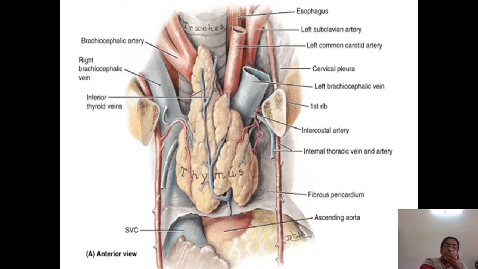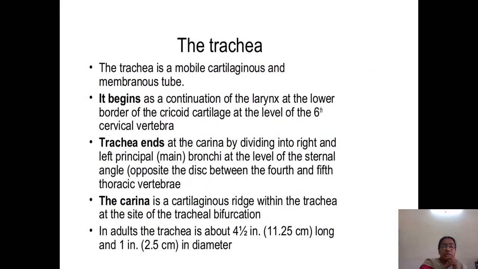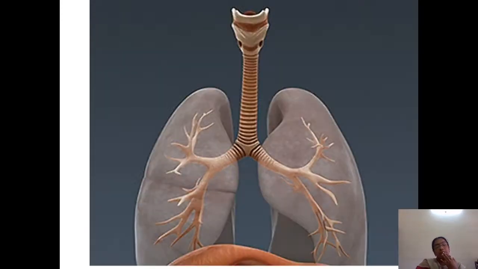Yes, ma'am. So, let's have a repetition of the trachea, which is a windpipe. So, this is the trachea. The trachea is a cartilaginous and membranous tube-like structure. The cartilage by which it is made up is hyaline cartilage, and the membrane is that of your muscle. It is the trachealis muscle.